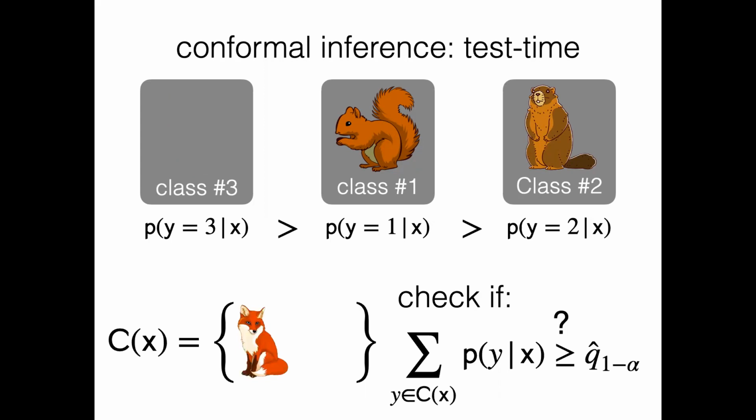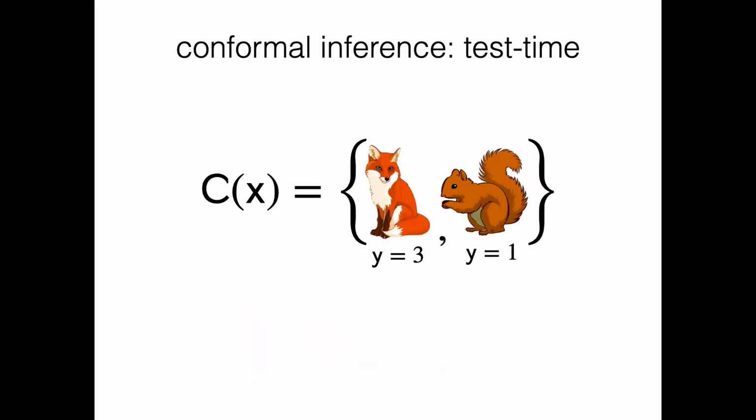So maybe you had the first one, a fox, and you check if the probability of fox was greater than the threshold. Let's say it's not, but if it was, we'd stop there, just like we got a set size of 1 before. If it's not, then we'll add the second ranked one, squirrel, and check if the sum of the probabilities goes over this threshold. And say it doesn't, so we stop there. And this is our set.